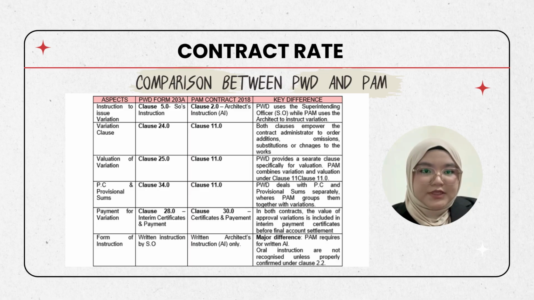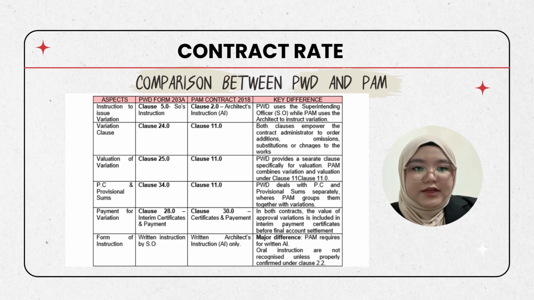Here are the comparisons. PWD uses the Superintending Officer, SO, while PAM uses the Architect to instruct variations. Next, both clauses empower the contract administrator to order additions, omissions, substitutions, or changes to the work. Next, PWD provides separate clauses specifically for valuations, while PAM combines variations and valuations under Clause 11. Next, PWD deals with PC and provisional sum separately, whereas PAM groups them together with variations.